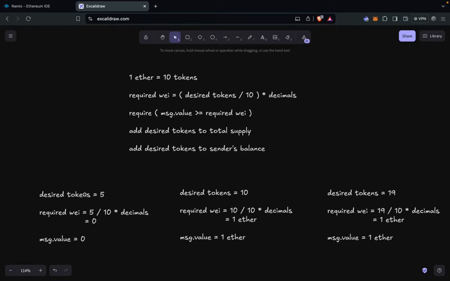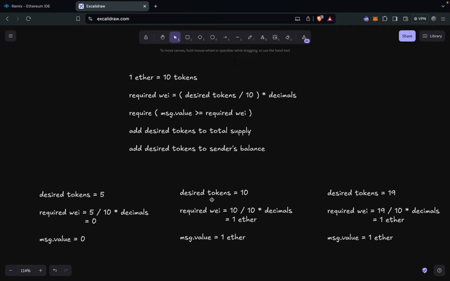Now let's run this algorithm with some actual numbers. So let's say we desire 5 tokens. For that, the required amount of wei would be 5 divided by 10 into the number of decimals specified in the contract. So that would be 0. So we can get this condition true just by sending 0 ether. So by sending 0 ether, we can mint 5 tokens of this type.